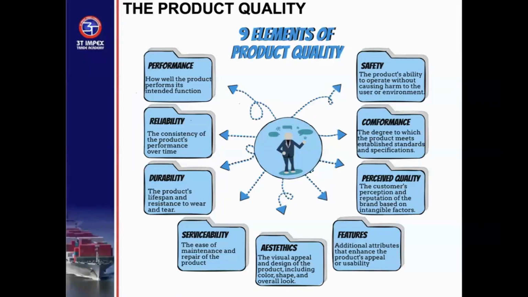Performance. If you say a product is of good quality, it should perform. For example, you're buying a car, the car should be able to move people from point A to point B. How well the product performs its intended function. Number 2, reliability. The consistency of the product's performance. Is it going to perform today, carry people to the destination, but not perform tomorrow?